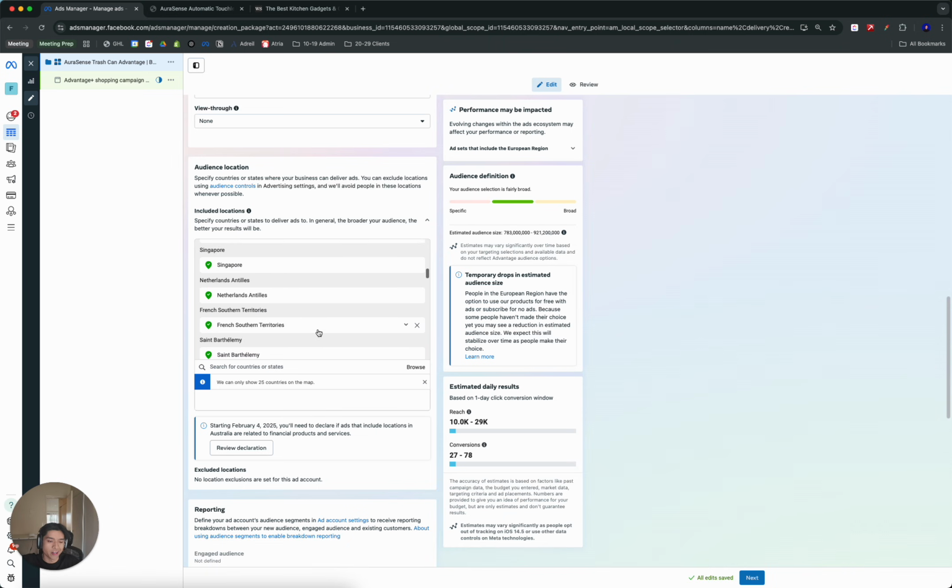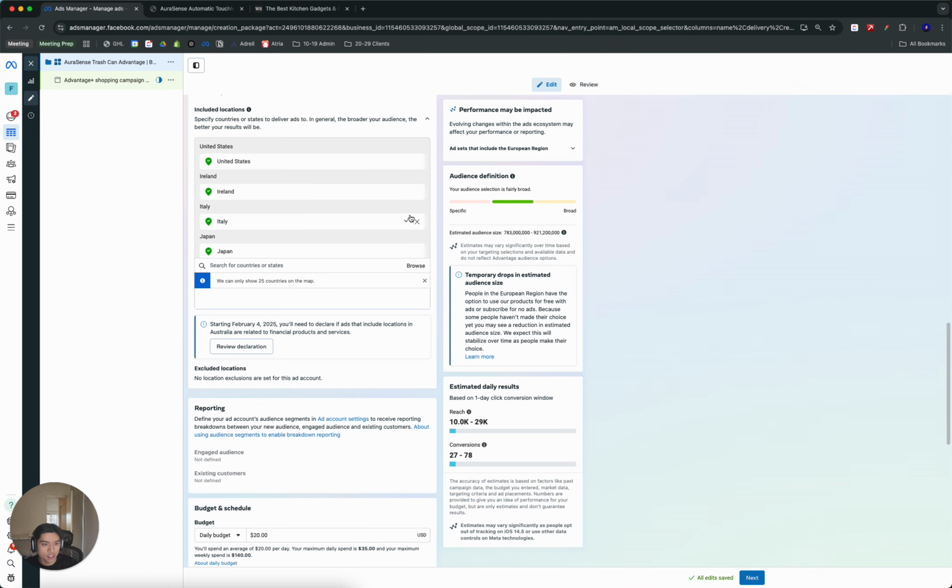Reason for that is because I found that even when I throw in a bunch of countries, 50 to 60% of my spend is going to go to US, and then another 10 to 20% is UK, Australia, Canada, and then the rest usually goes to Europe. And I find I'd rather just give Facebook all the countries that I can ship to and let it find me customers regardless of where they are. So that is it for that.